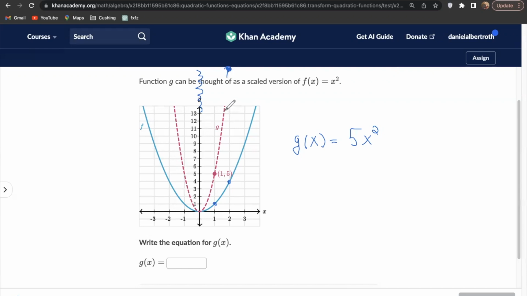Right, it's going in that direction where x is 2, y is 20. So all that we're doing, if we go from the blue to the purple, you're just taking the value and multiplying it by 5. So when you input x, instead of getting 1, you get 5. Instead of getting 4, you get 20. And we're stretching this function upwards. It's becoming more narrow. And it looks like this one is 5 times x squared.